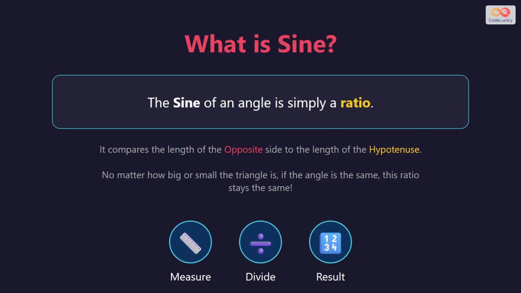So, what exactly is sine? It is simply a ratio. It is a specific relationship between two sides of the triangle. No matter how large or small you draw the triangle, if the angle theta stays the same, the ratio between the opposite side and the hypotenuse will always remain constant.